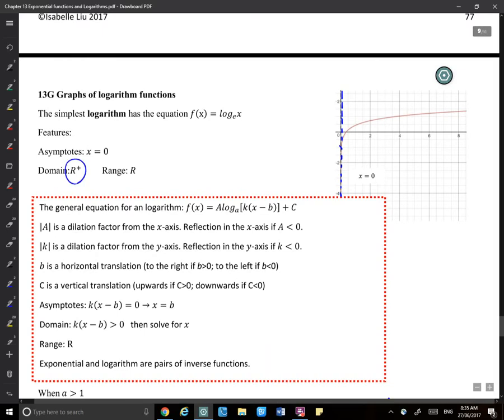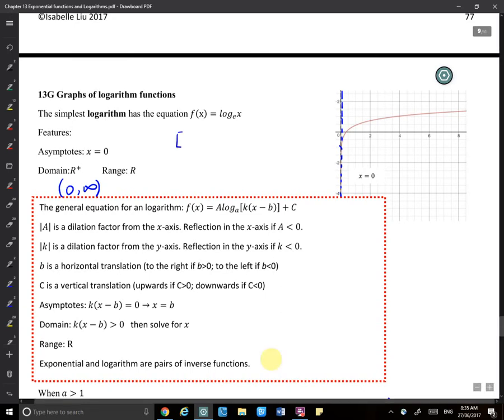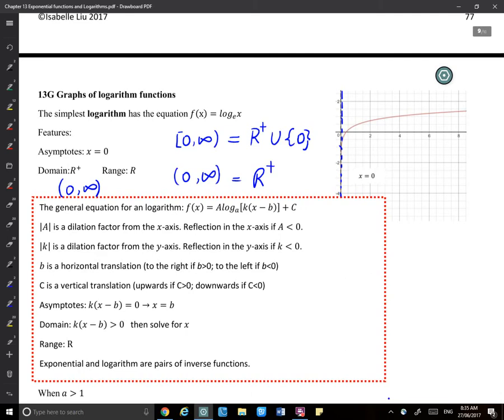R plus means round bracket 0 to infinity, not including 0. If you talk about square bracket 0 to infinity, that is equivalent to R plus union the value 0. You need to distinguish between the two notations. Round bracket 0 to infinity is basically R plus. And the range is R this time.